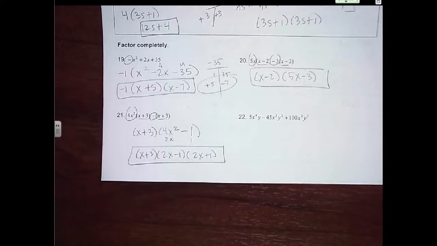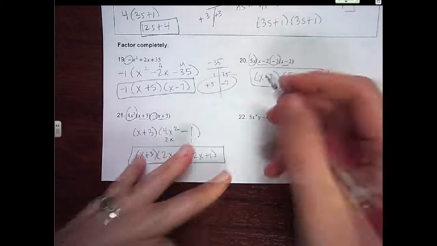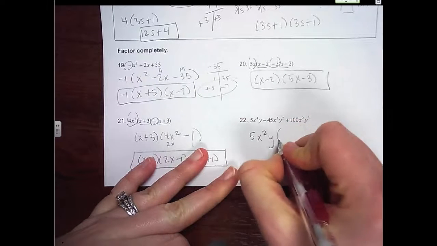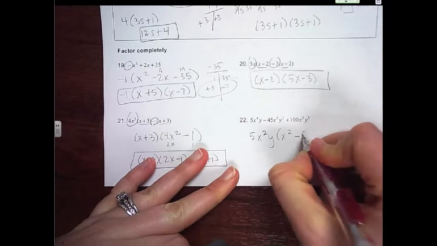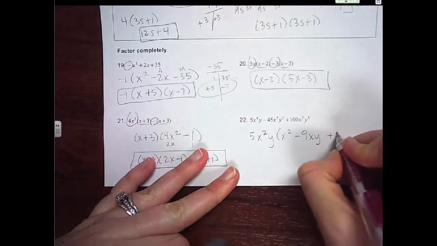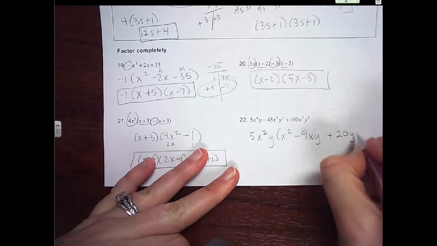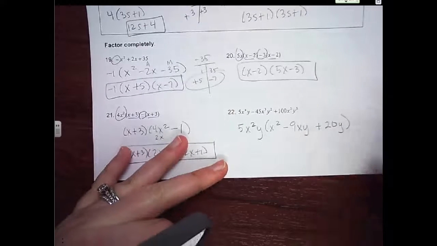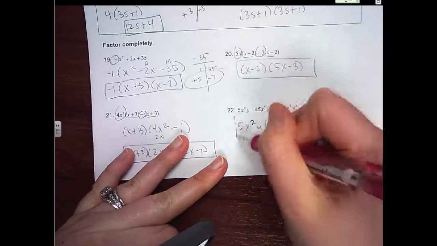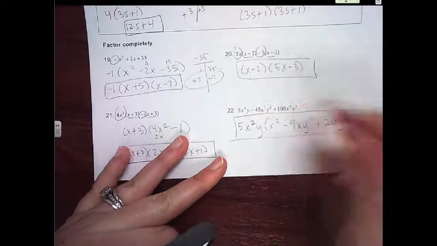Okay, 22. Let's take out a GCF of 5x squared y. So I'm left with x squared minus 9xy plus 20y. Now, we, again, did not do the x and y's. Really, you can factor this one if I took the y's off. Since we didn't factor ones with doubles, I'm just going to leave it like that.